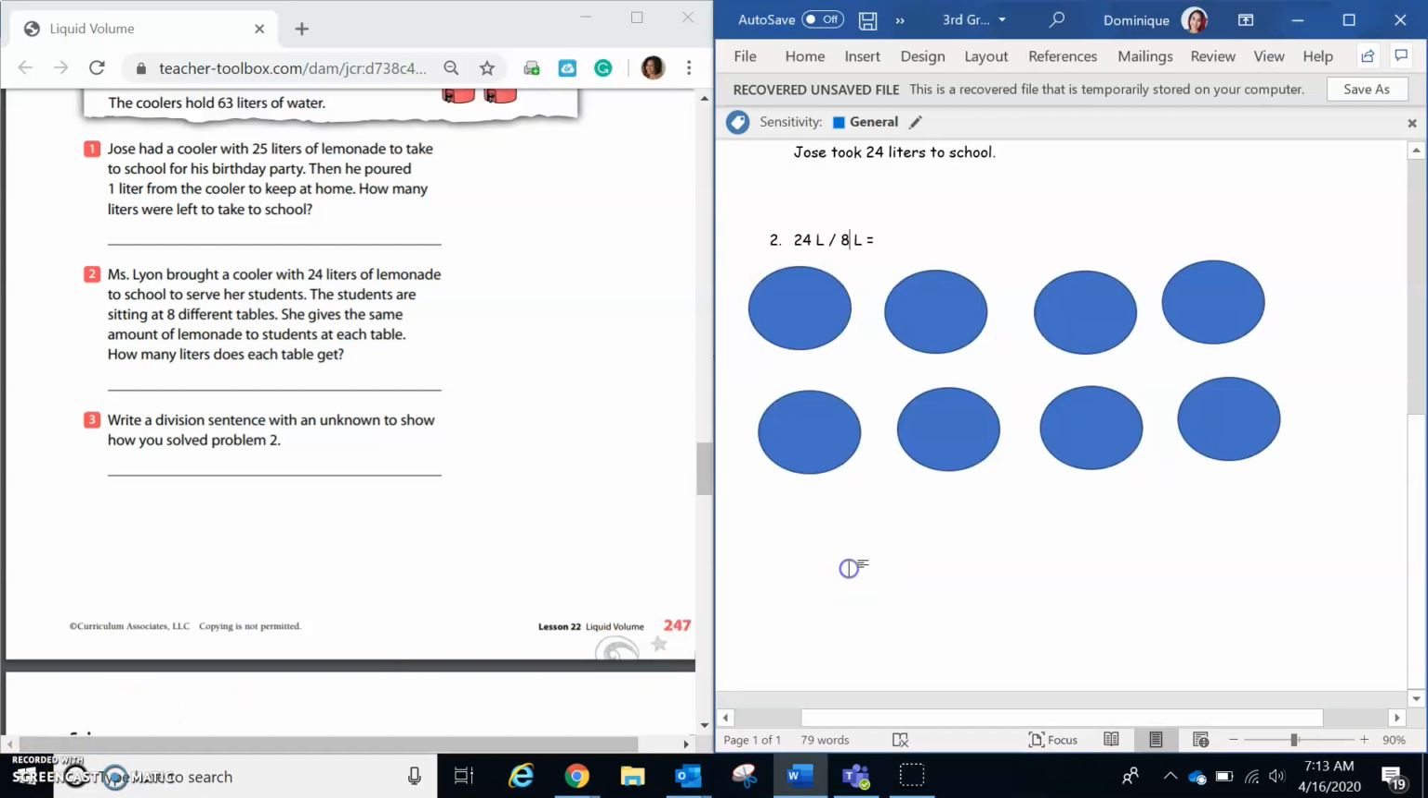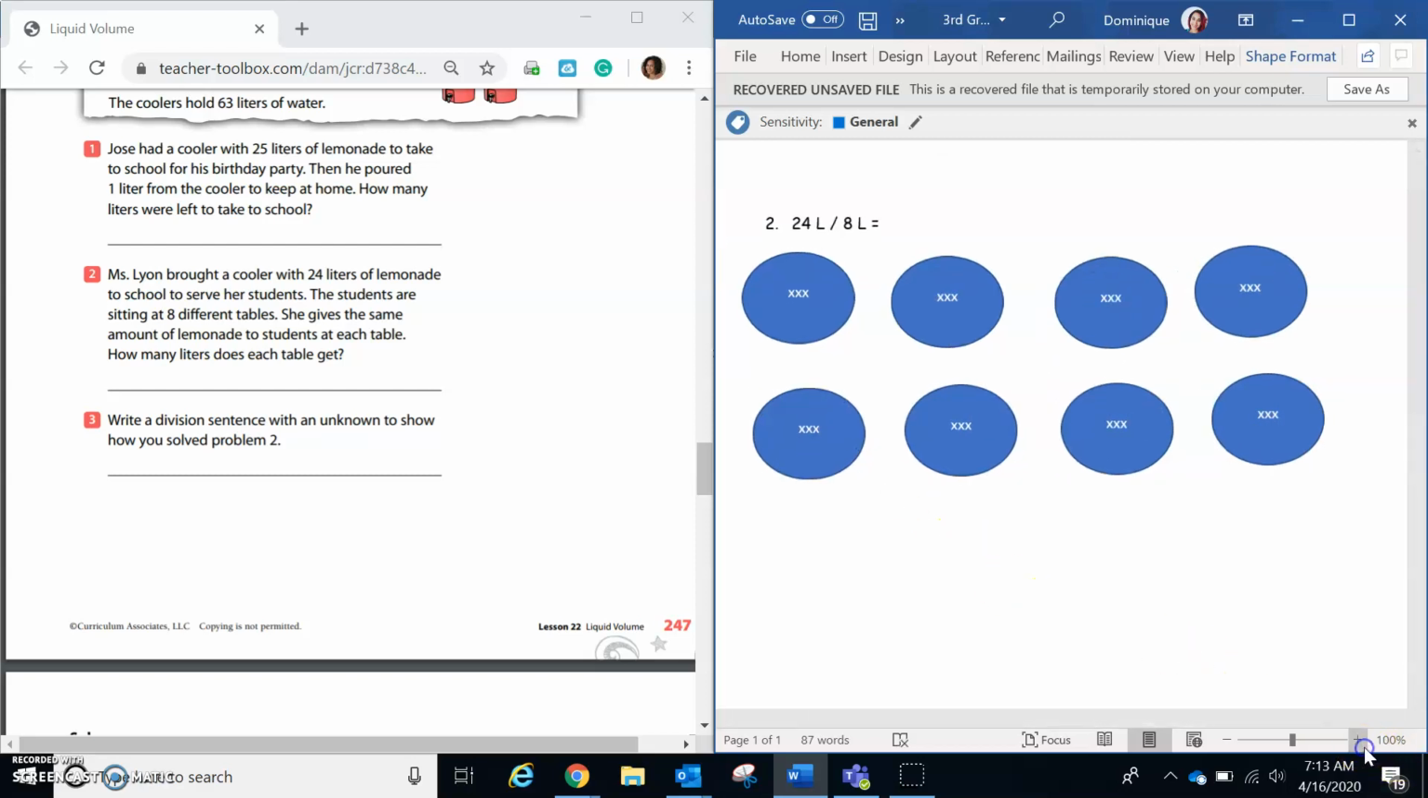Okay, so I quickly drew out my 8 tables. Now what I need to do is share these 24 liters with the 8 tables. So I'm simply going to just count. It's 1, 2, 3, 4, 5, 6, 7, 8. I'm going to go back to the top. 9, 10, 11, 12, 13, 14, 15, 16, 17, 18, 19, 20, 21, 22, 23, 24.